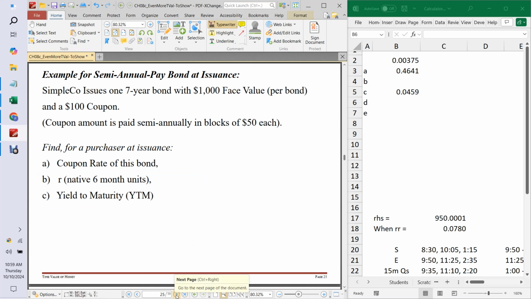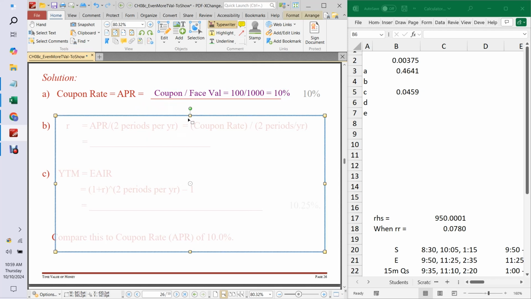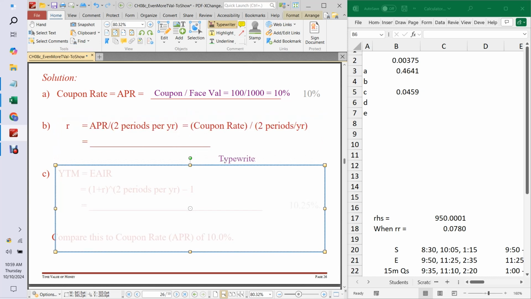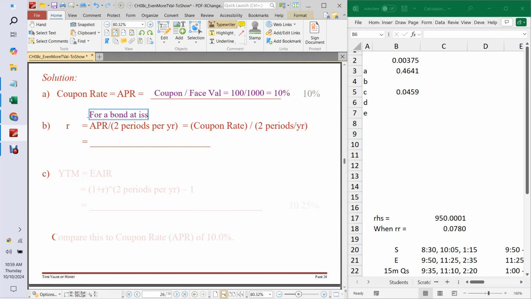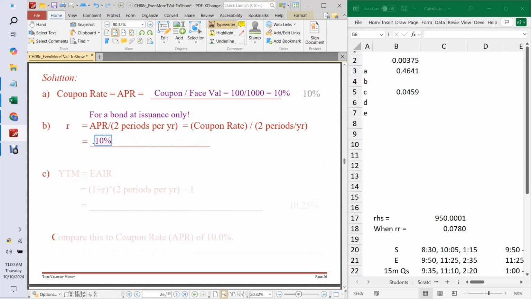All right, let's see what we can do here. So we have 100 coupon, face value of 1,000, and we've got 50. Okay, so the coupon rate is just equal to the coupon divided by the face value. And so that's equal to 100 over 1,000, and that's just 10%. Looking good, okay? And now let's find our native R. So we just got our APR. The coupon rate is the APR. So for a bond at issuance only, we can take that coupon rate and divide it by 2 periods per year. So we get our 10% divided by 2, which is 5% in most circles.